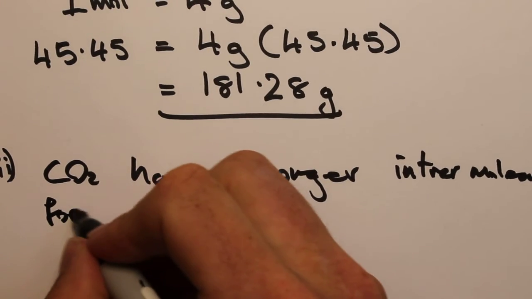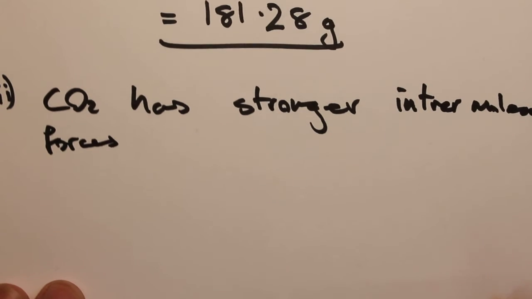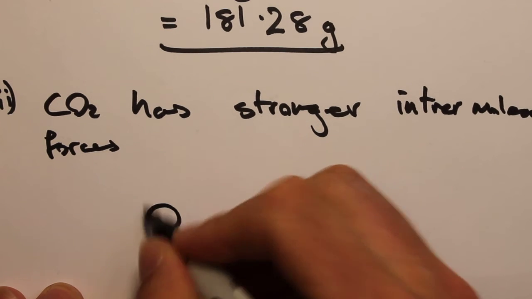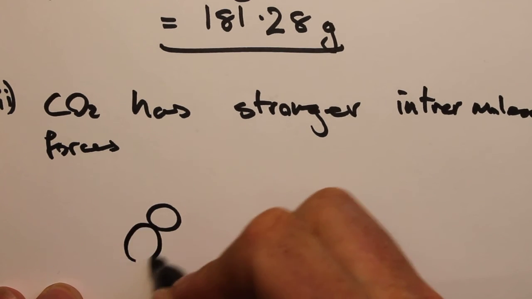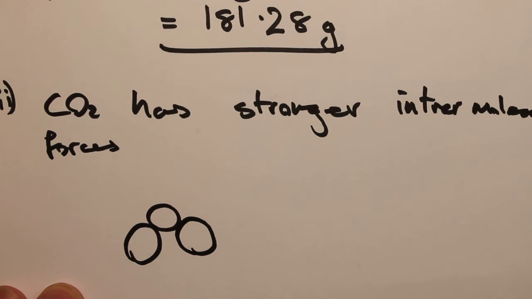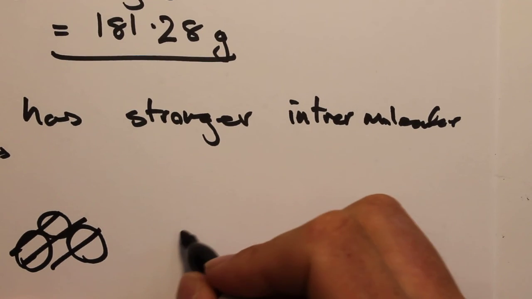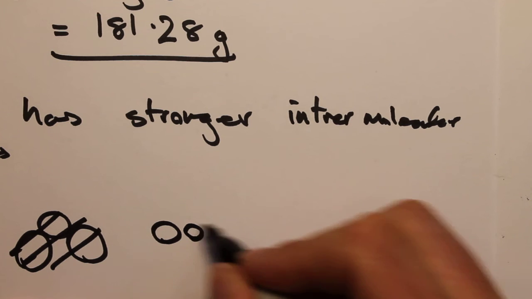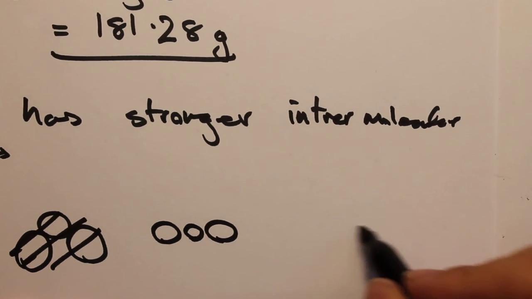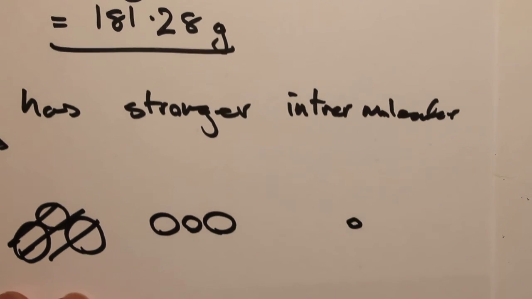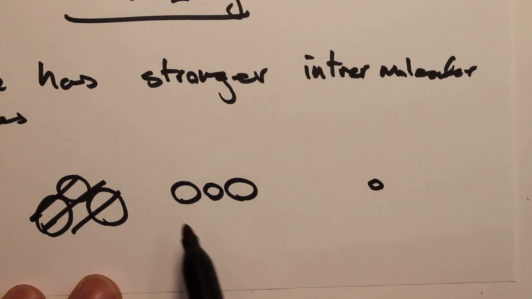And this is the case because our carbon dioxide molecule is, sorry, I've drawn that wrong. Our carbon dioxide molecule is much bigger than a helium atom. Okay, so this means that there's much stronger intermolecular forces.